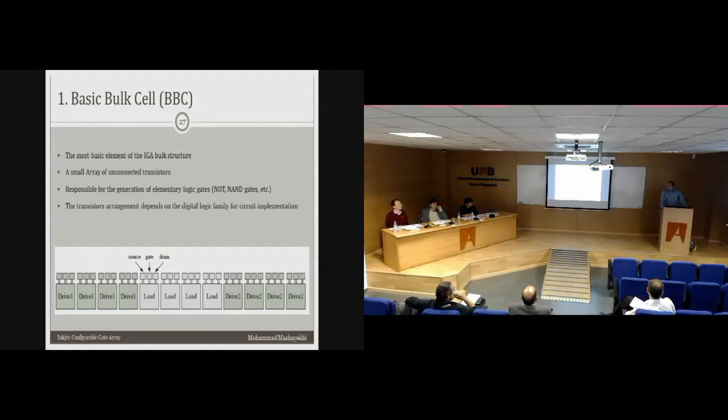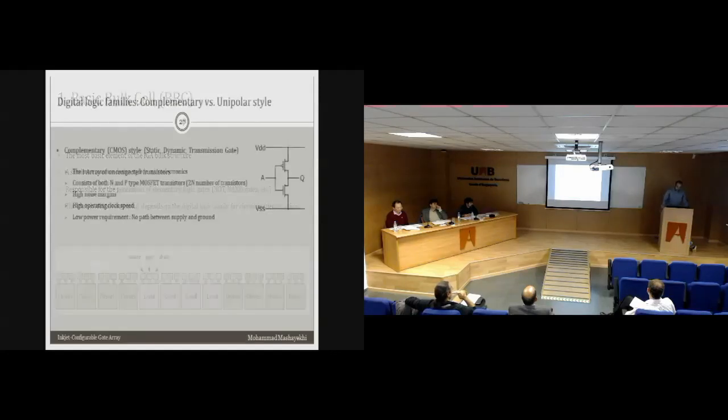The transistor arrangement inside the basic bulk cell depends on the digital logic family used for circuit implementation. I'm going to give a very brief introduction to the digital logic families in order to make clear what they mean. Digital logic families could basically be complementary or unipolar style.